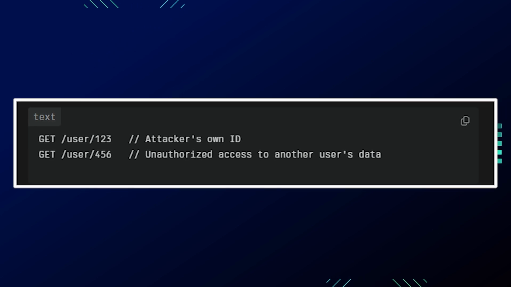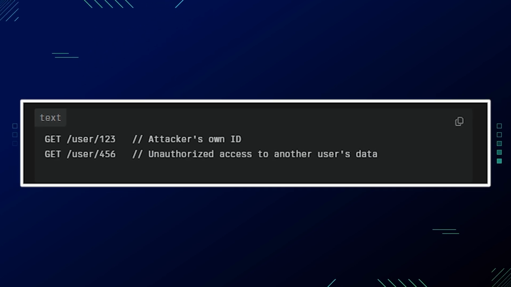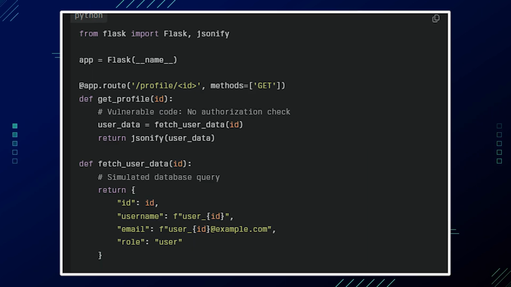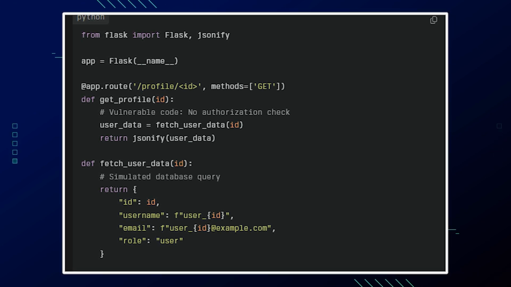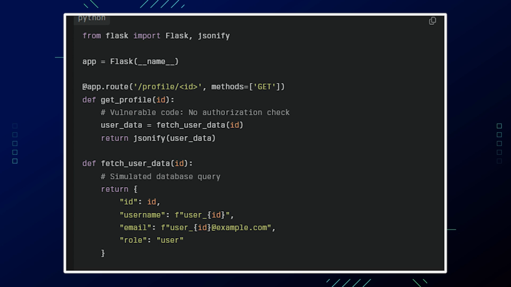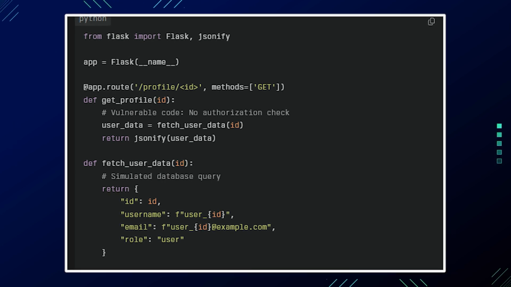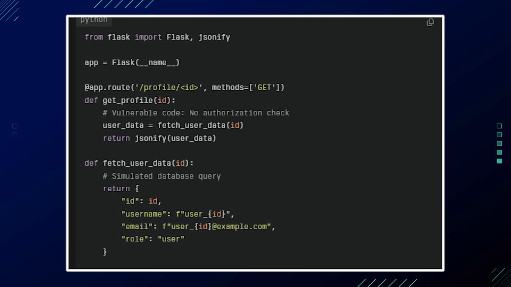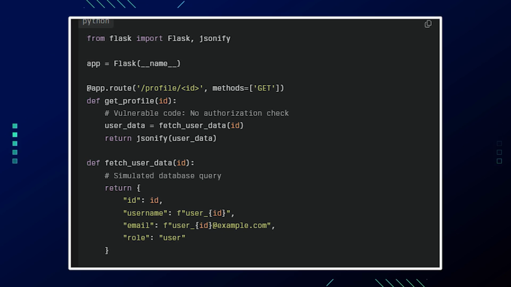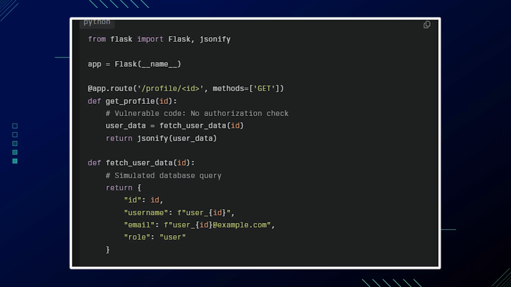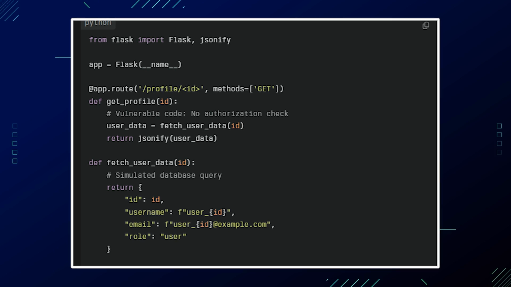Now, step 4 in exploiting BOLA, here's a code snippet demonstrating a broken object level authorization vulnerability in a Flask application for data retrieval. Peter, please put that code on the screen. So this code snippet demonstrates a BOLA vulnerability because it allows any user to access any profile by simply changing the ID parameter in the URL.